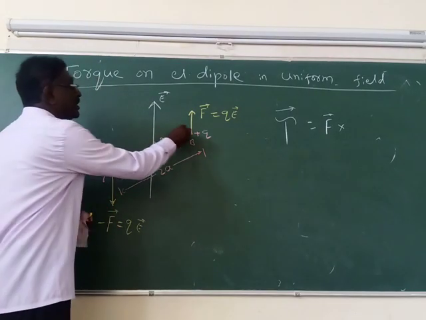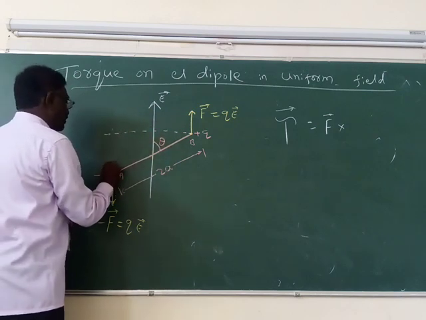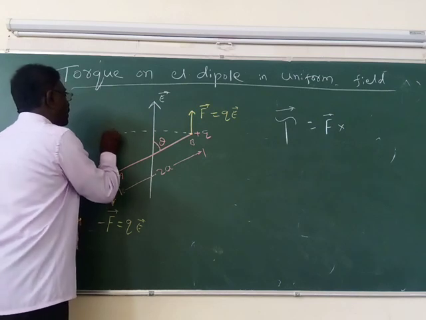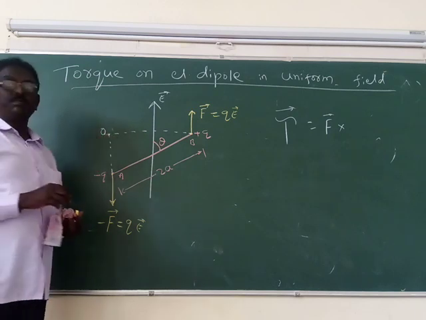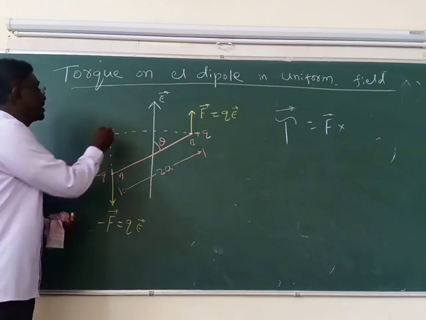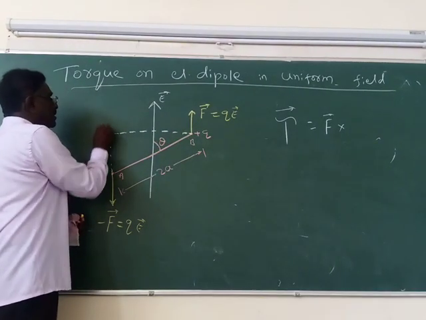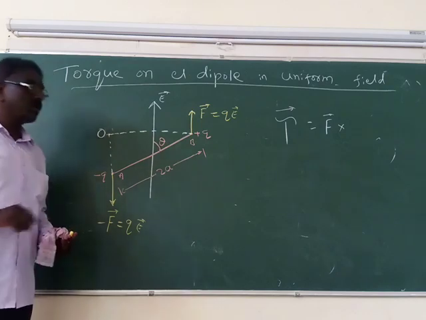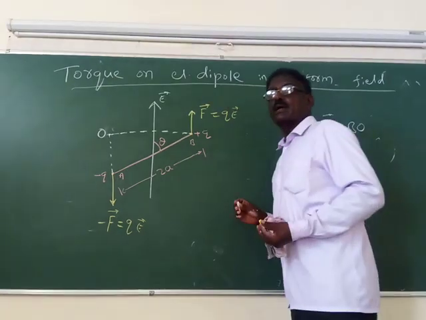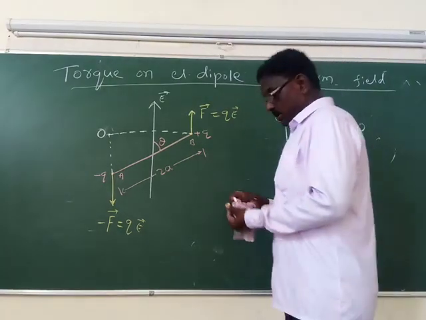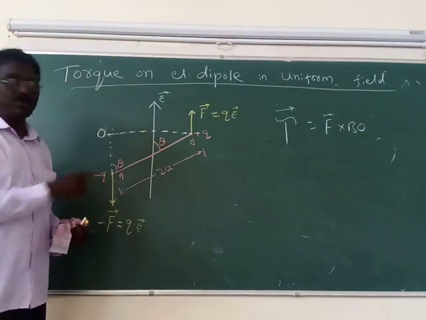Another perpendicular distance, O. BO is the perpendicular distance between two equal and unlike forces. If this angle is theta, then this angle is also theta.